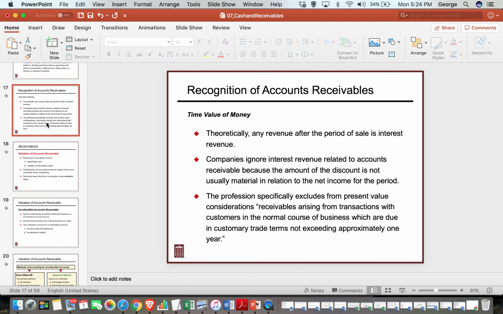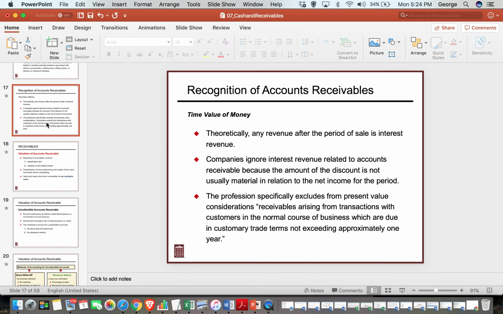Time value of money. Any revenue after the period of sale is interest revenue. So I talked about that earlier, that you may have a note receivable because they weren't able to pay in 30 days. So anything after that is going to be considered interest revenue. But companies usually ignore this interest revenue related to AR because the amount of the discount is not material in relation to net income for the period. So it's immaterial. So it's normally ignored.